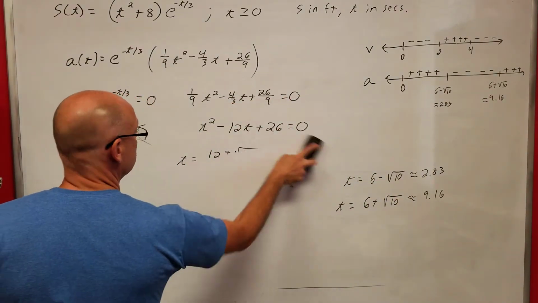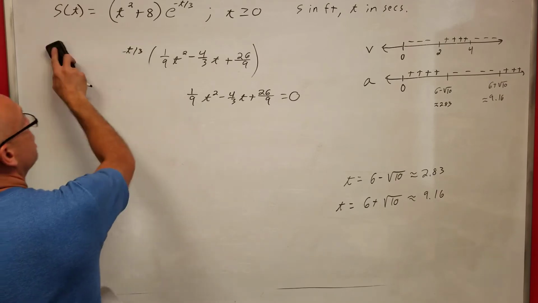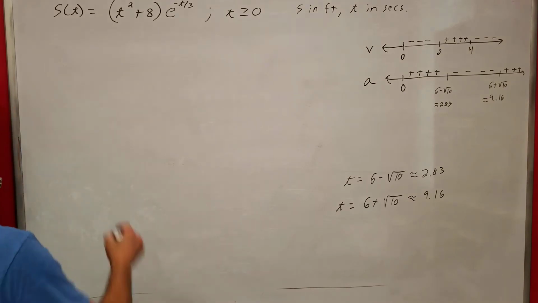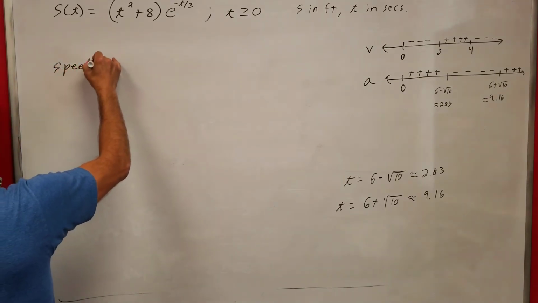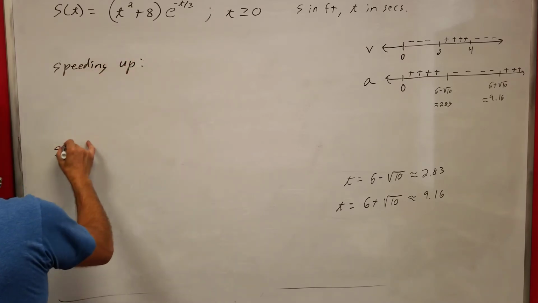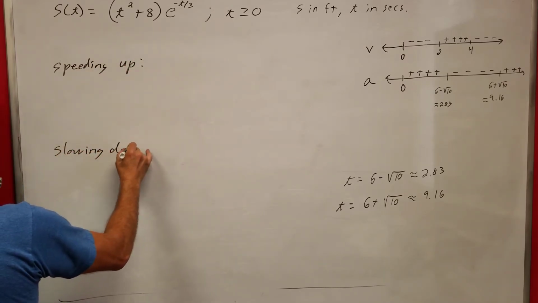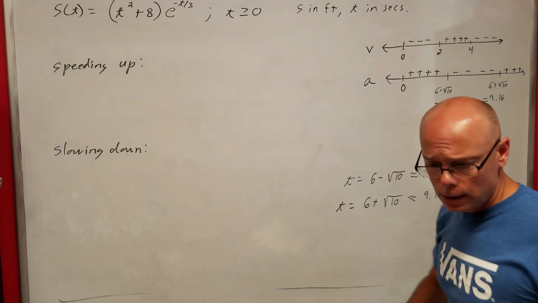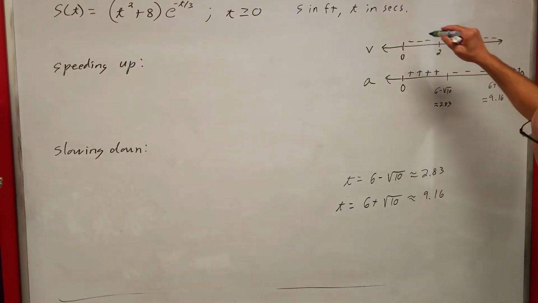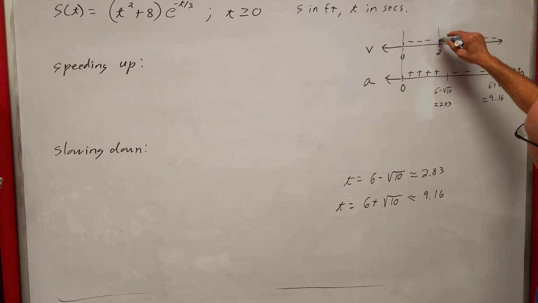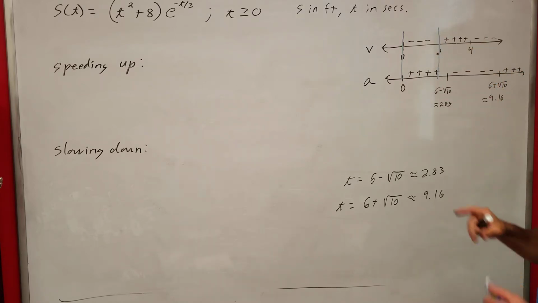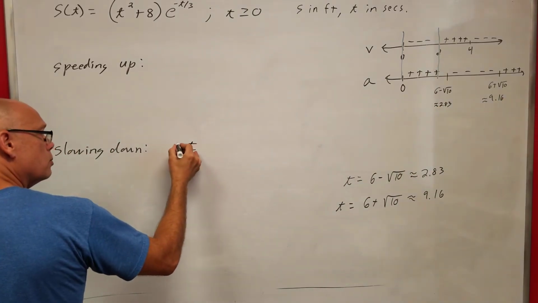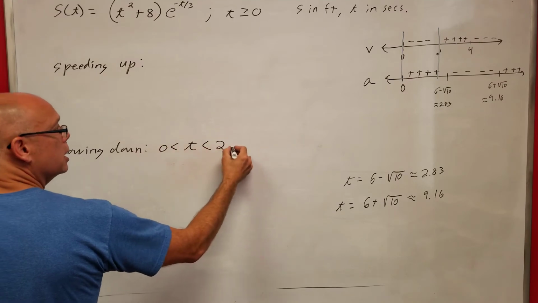So let's see. What are we looking at then? We're looking at where the particle is speeding up and where it is slowing down. What happens right here between 0 and 2? We have opposite signs, so it's slowing down. So my particle's slowing down whenever t is between 0 and 2 seconds.